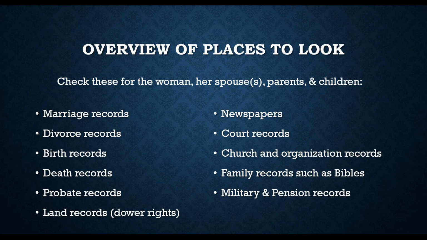So, enough about material history. Let's take a look at some of the places to look, and these are the ones we're going to look at a little bit more in depth tonight. This is not an exhaustive list, and I'll have another list at the end that has some more places to look. But as we go through these, you do need to remember to check these for the women, for her spouse or spouses, for her parents, and for her children. And so, because a child's marriage record may name the parent.